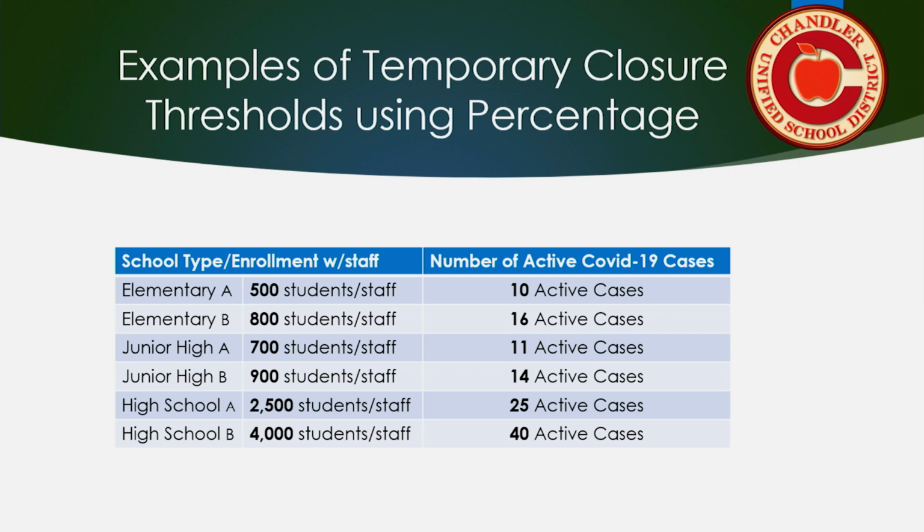So for elementaries that are between 500 to 800 students, I'd like to bring us through a few scenarios. An elementary of 500 students and staff would require 10 active cases, confirmed cases, for that school to transition. An elementary of 800 students, which would be a school of our 31 elementary sites, would have 16 active cases. A junior high of 700 students would have 11 active cases at the 1.5%, and a junior high of 900 students and staff would have 14 active cases. Our high schools would have a smaller high school of 2,500, would have 25 active cases between staff and students, and a larger high school of 4,000 students and staff, 40 active cases.